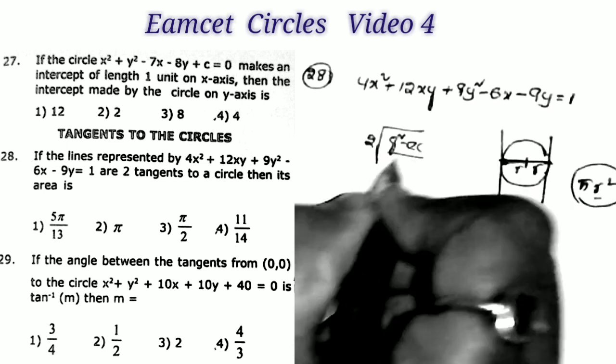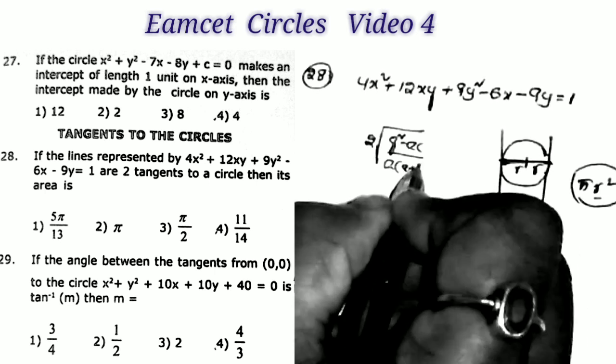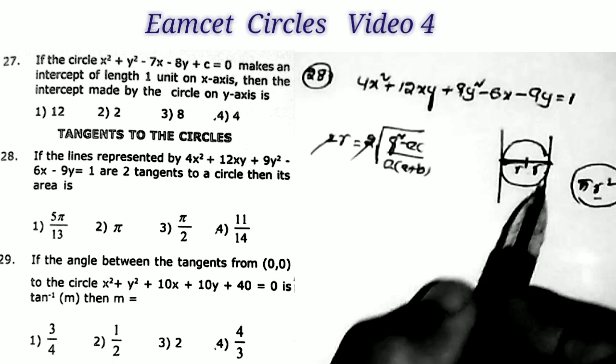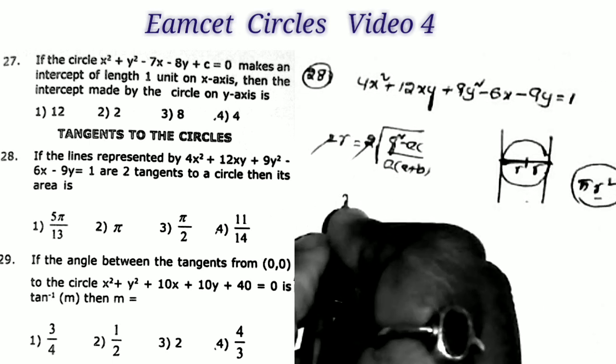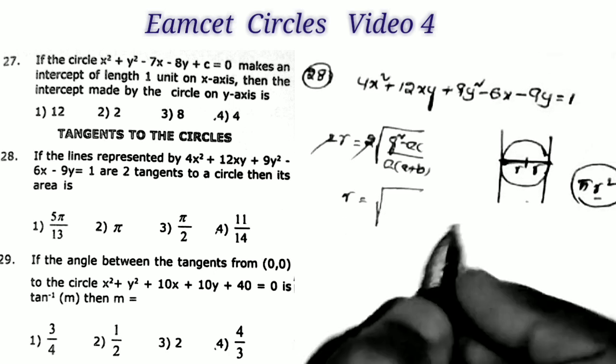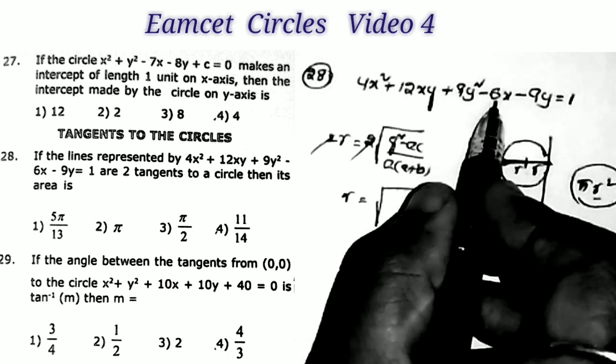What is the formula here? 2 root g square minus ac by a into a plus b. This is equal to 2r. Okay, 2r is equal to this value. Therefore, 2r is equal to the distance between them. Therefore, r is equal to square root of g square. G is equal to minus 3.